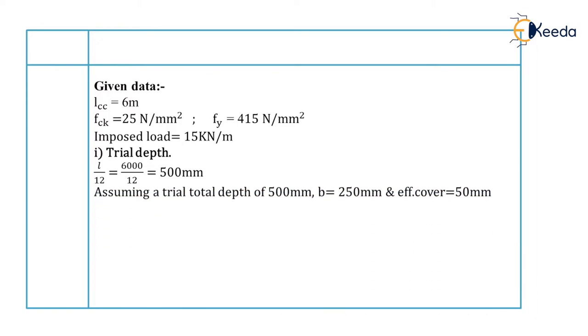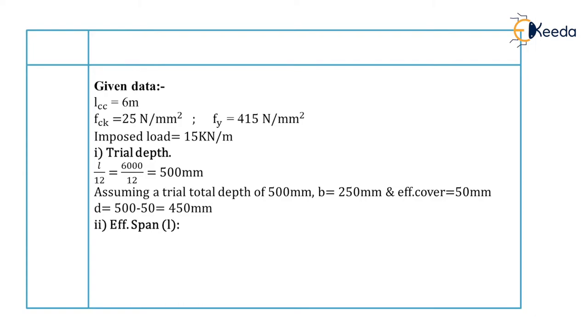Okay, so now we will assume a trial depth of 500 mm. And width, we know the criteria, width should be half or one third of the total depth. Then we will take here b equal to 250 mm. Effective cover, we will assume 50 mm. Therefore, our effective assumed depth will be equal to 500 minus 50, that is capital D minus effective cover, which is equal to 450 mm.